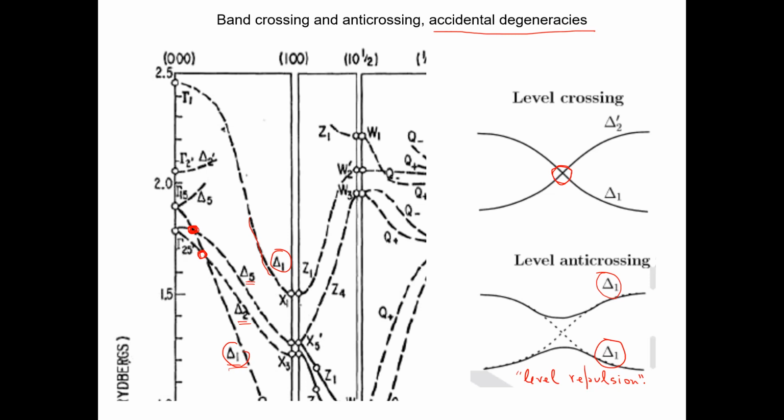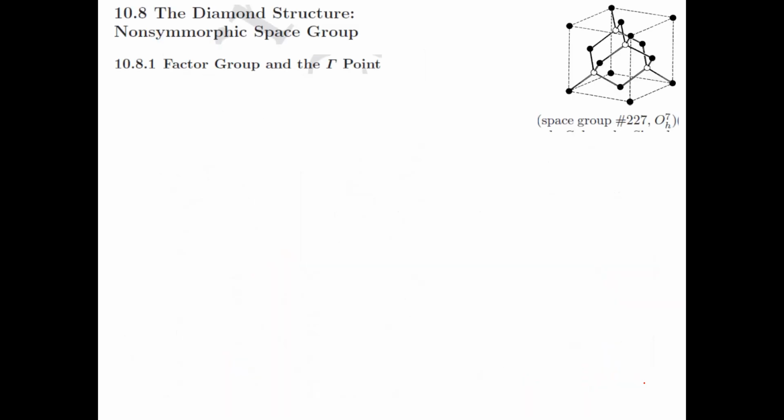All right. Okay, very good. So now we've seen the case of symmorphic space groups. Let's consider now the case of a non-symmorphic group, and let's use an example. Let's consider the case of the diamond structure. The diamond structure is a non-symmorphic structure. This is space group 227. It has cubic symmetry, O_h symmetry.